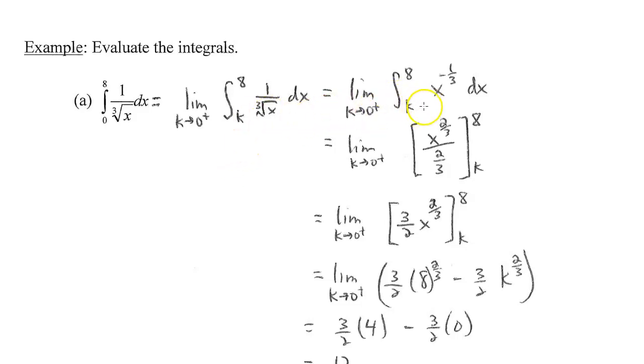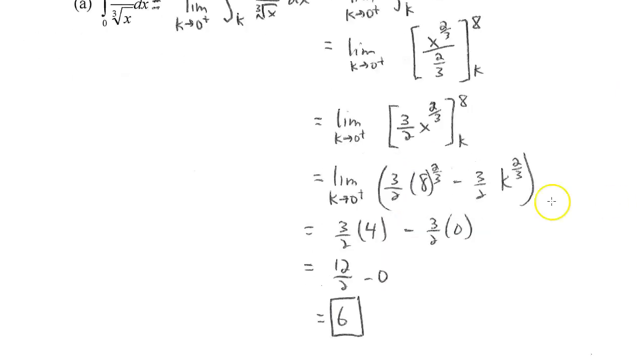Vertical asymptote. Now to integrate 1 over the cube root of x, write it as x to the negative 1/3, and the integral of x to the negative 1/3 is going to be x to the positive 2/3 over 2/3, right? We have to lift this number up by 1, and negative 1/3 plus 1 is 2/3. So this is really 3/2 x to the 2/3 power, evaluated from k to 8. Then we take the limit as k approaches 0 from the right. So we plug in 8 and plug in k and subtract. Now 8 to the 2/3 is going to be 4, because you take the cube root of 8, which is 2, and you square it, which is 4.